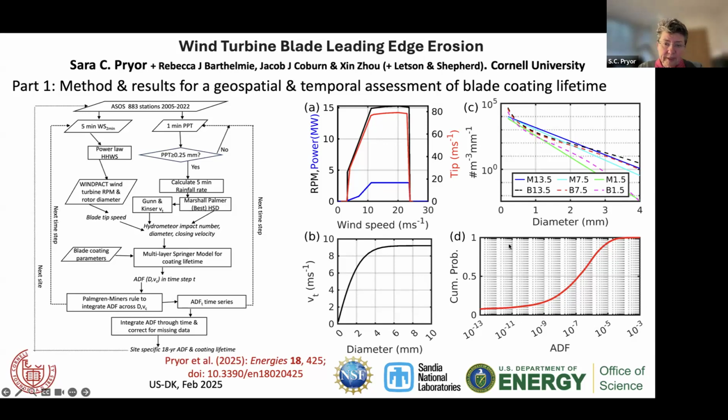And this is a cumulative probability distribution that shows us that if we look at the accumulated distance to failure, in each 1-minute period, our most erosive events, 1/1000th of the coating lifetime is exhausted. You can see this is a pretty sharp cumulative distribution. So what it's telling us is at this site in the Southern Great Plains, a few events really are dominating damage.